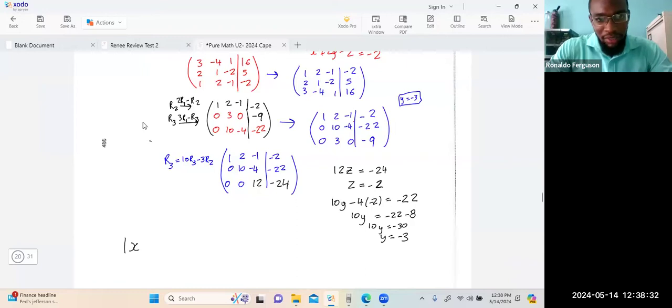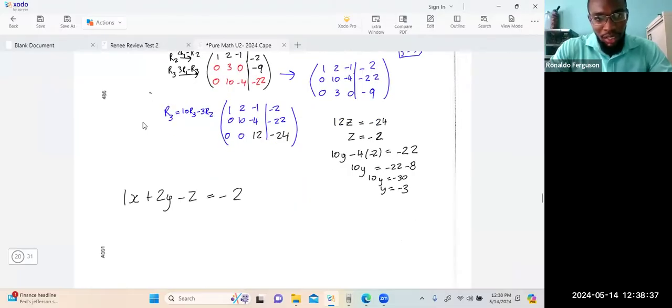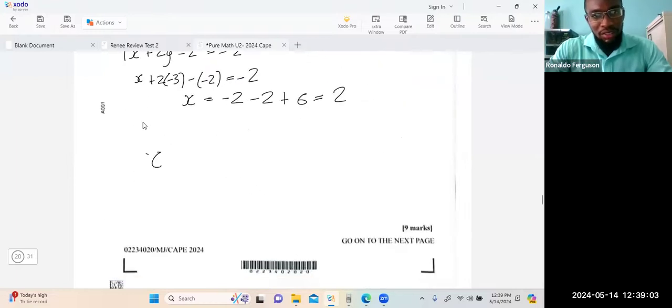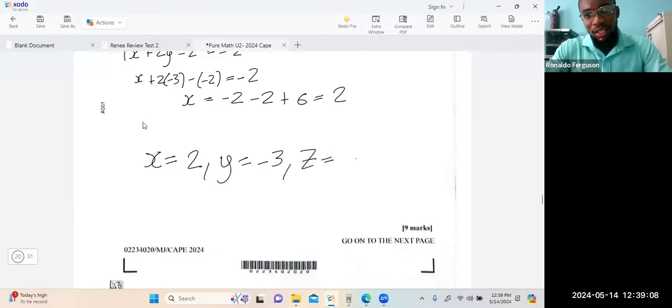Once you get y equals minus 3, you back substitute again, because now you need to find x. So 1x plus 2y minus z equals negative 2. So that means x plus 2 times minus 3 plus z, which is negative 2, equals minus 2. Bring everything to one side. x equals minus 2. Minus and minus turn plus. When you carry that over, it stays minus. Then 2 times minus 3 is minus 6. When you carry it over, it becomes plus 6. That's minus 4 plus 6, which is positive 2. So your solution is x equals 2, y equals negative 3, and z equals negative 2.